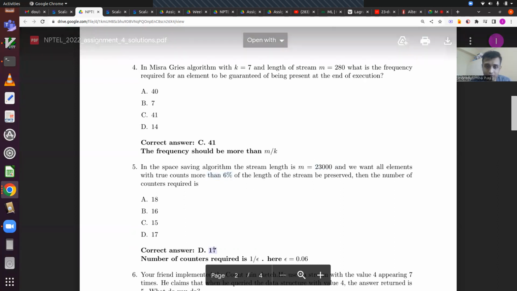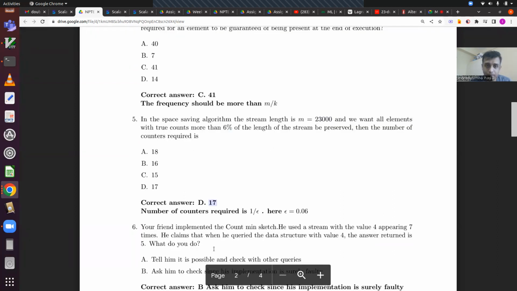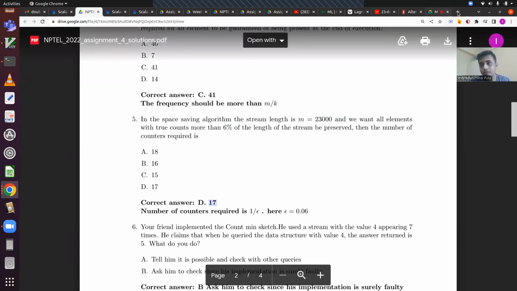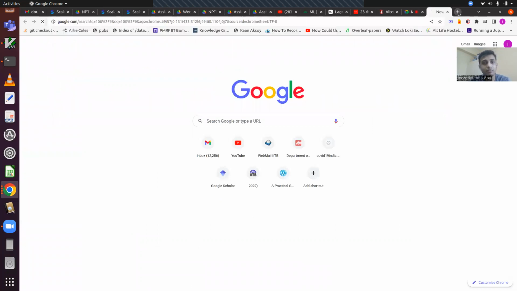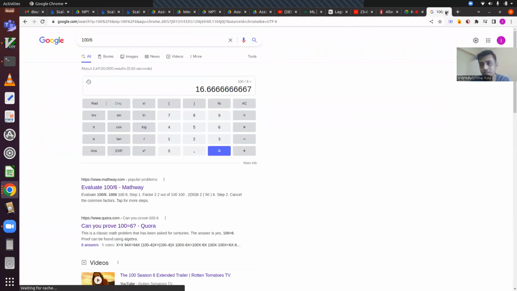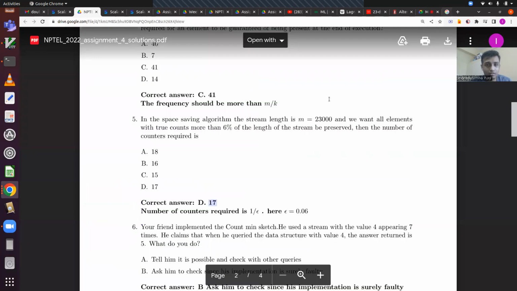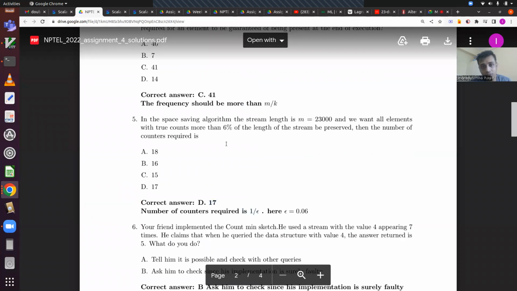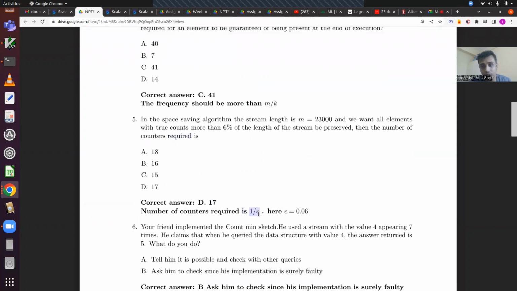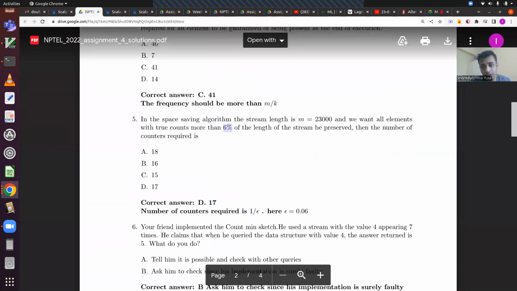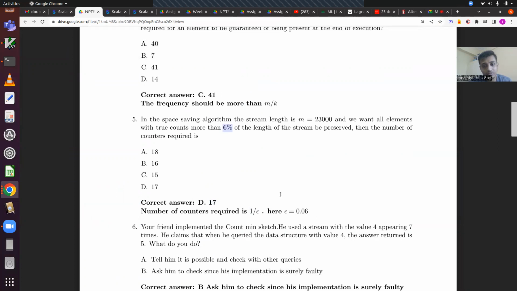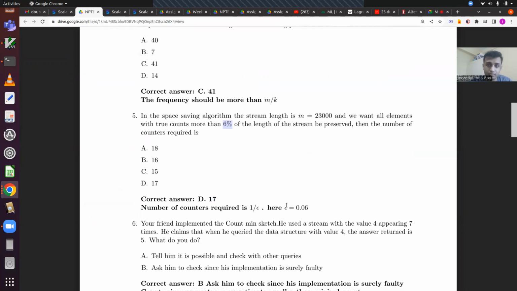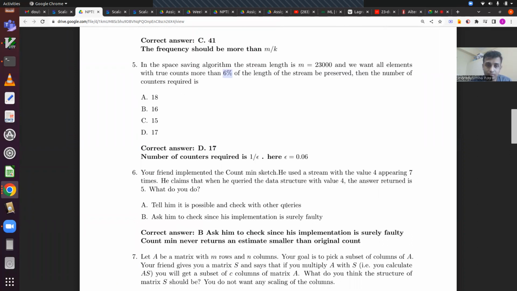So sir, how will you get 17? How is 17 coming? What is 100 by 6? 16.6666, so 17. 1 by epsilon is k, right? You are asked the number of counters. Number of counters we know is k. And k equals 1 by epsilon we know. And epsilon is 6 by 100. Okay, clear.